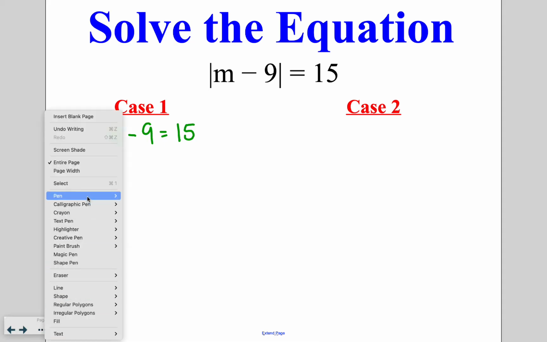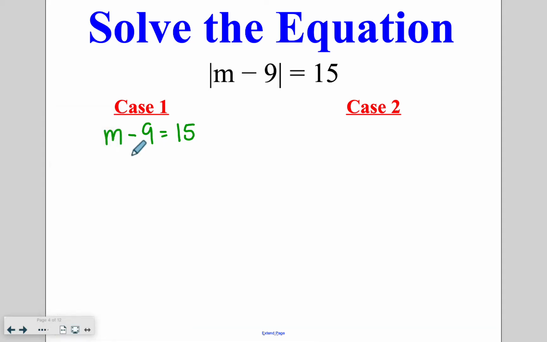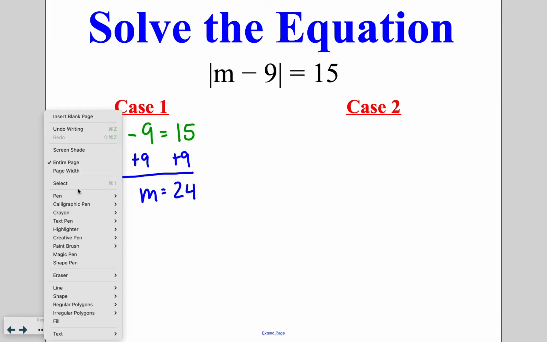So I would go through and I would solve by adding 9 to both sides, and that would give me an answer of m is equal to 24. Plugging back in, 24 minus 9 is 15. Absolute value of 15 is 15.